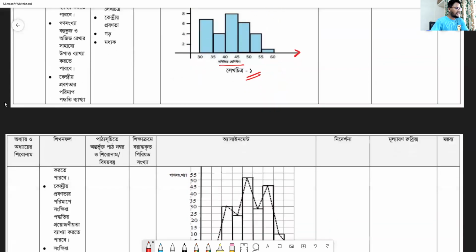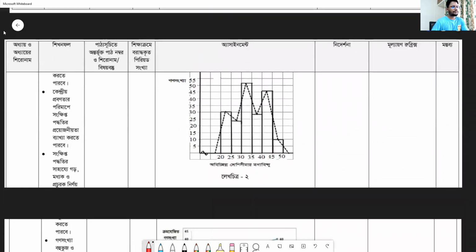Now in the second graph, this is a polygon, where on the x-axis the continuous class intervals and their mid values are given. And on the y-axis, the frequency is also given. Frequency starts from 5 to 55 and the class interval starts from 20 to 50. So now the second graph is done.